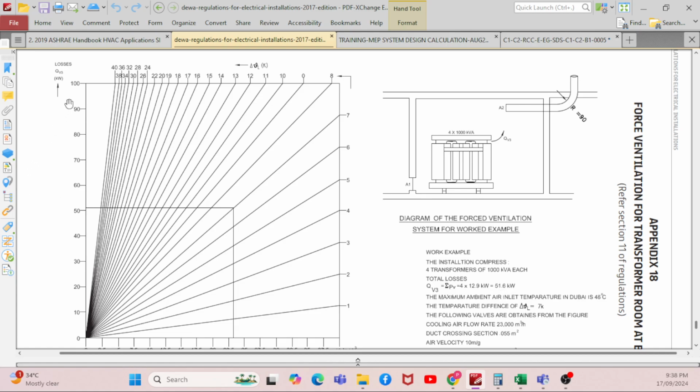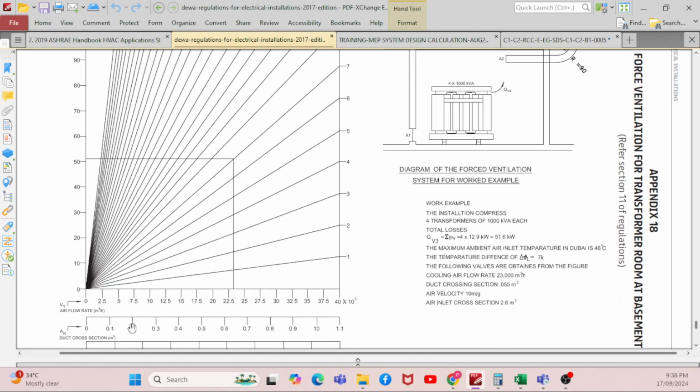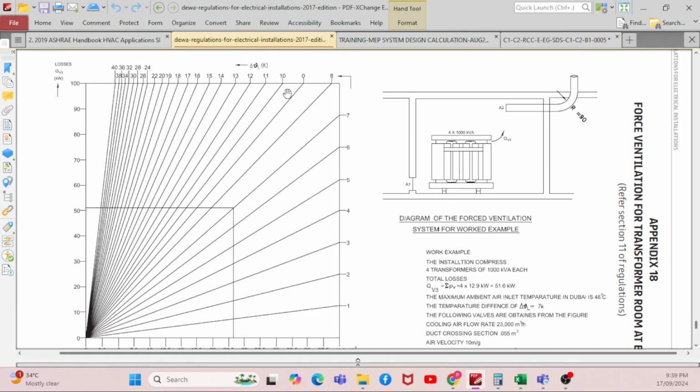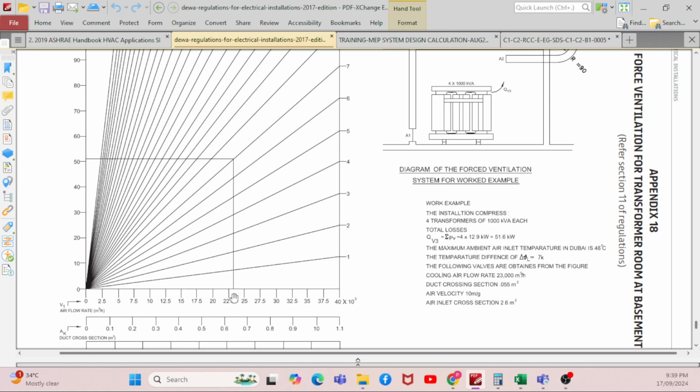Here you can see the table with the losses. Then you can see the table for the delta T, and you can take the airflow rate directly. The temperature difference is 7 degrees Kelvin. For 7 degrees Kelvin you can read the airflow rate directly, approximately 23,000 cubic meters per hour.